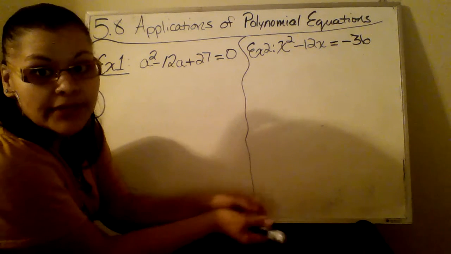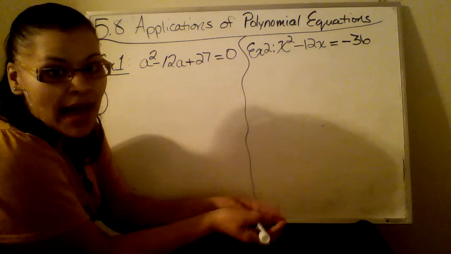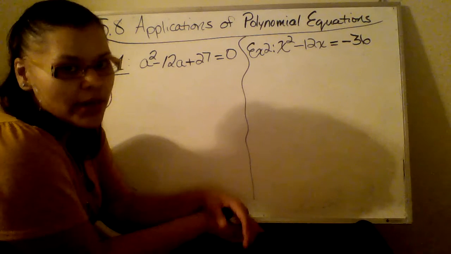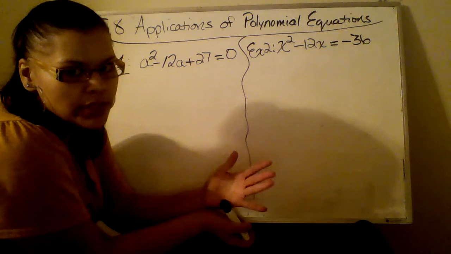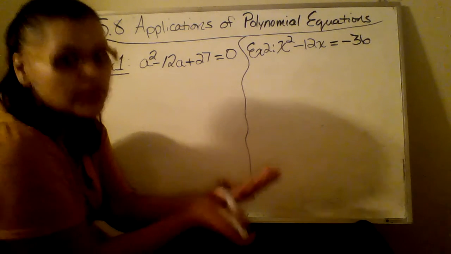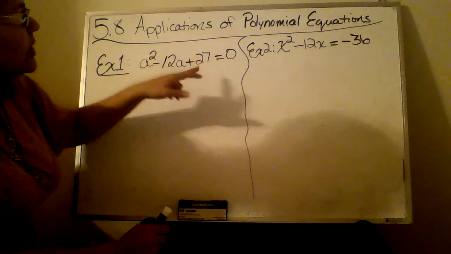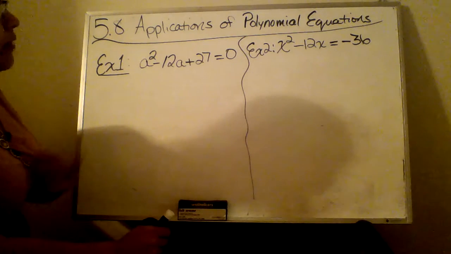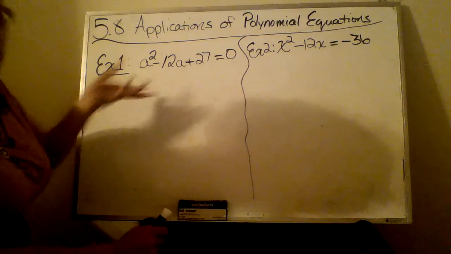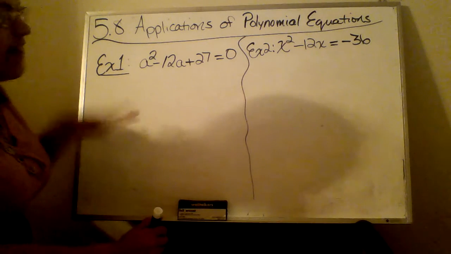So now we're going to work in 5.8. This is the applications of polynomial equations. So we're going to apply some things to the polynomial equation. We're going to do some solving. So for the first one, we have a squared minus 12a plus 27 equals 0. So what we're going to do is solve for a, or find the solutions for a. We're going to do that by factoring.